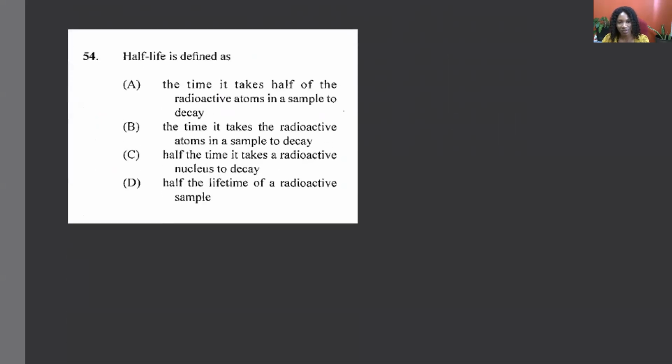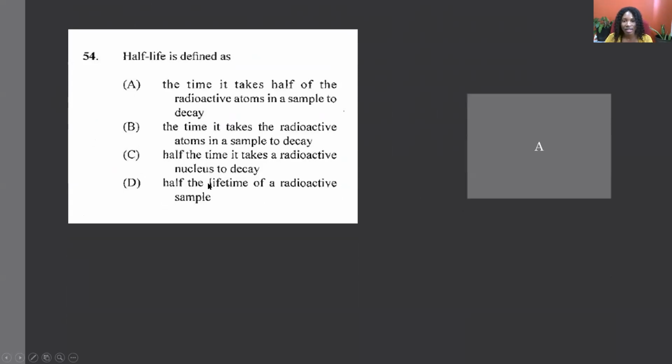So we are starting with the question. It says, half-life is defined as... Half-life is the time that it takes a set of radioactive atoms to decay to half of its original amount. And so the answer here would actually be A, the time it takes half of the radioactive samples to decay.